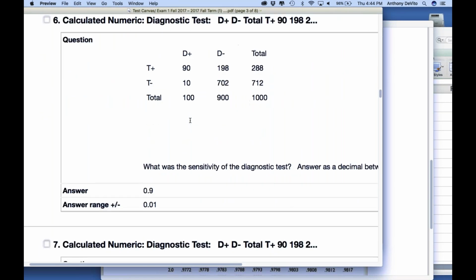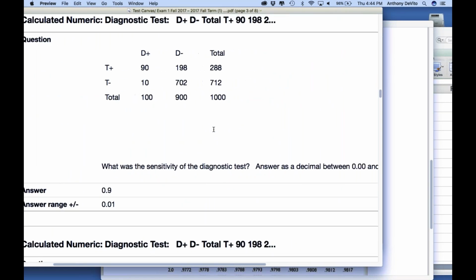Okay? What's the sensitivity of this diagnostic test? Sensitivity is the percentage that it gets right on people who have the disease. In other words, what percentage of people that have the disease got identified with a positive test? So out of 100 people who have the disease, how many of them correctly got tested positive? How many true positives? 90. So that's 90 out of 100. The sensitivity of this test is 90%.